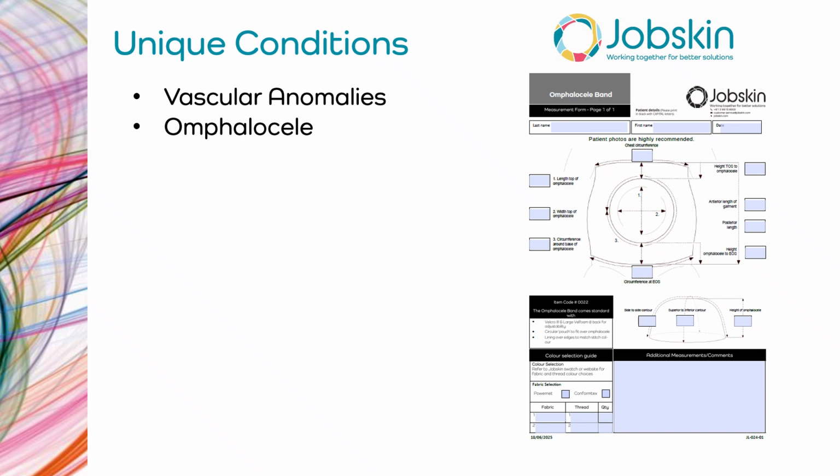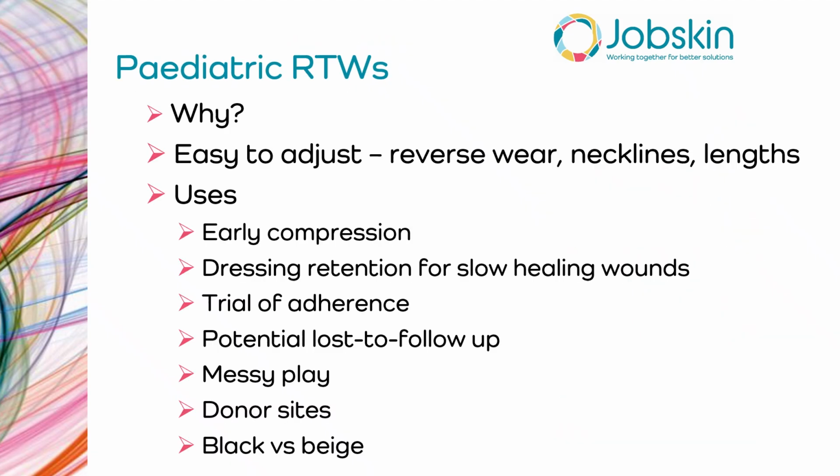And then a particularly unique condition to children is the omphalocele, which is a birth defect where abdominal organs protrude through a central opening in the abdominal wall, but they're covered by a thin sac. So Jobskin provides a garment called an omphalocele band. We most commonly make it in Conformtex, which is a beautiful general conforming soft fabric. And we now have a specialty form for that, so you can confidently take measures. That's now up on our website, but it is a new form.